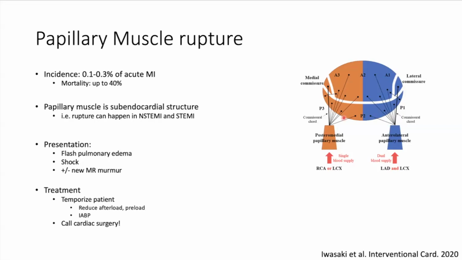You try to temporize the patient by reducing the afterload. It reduces the amount of regurgitation. You also try to reduce the preload. And mechanical support is necessary, and balloon pumps can help.